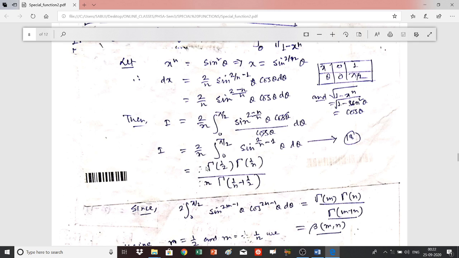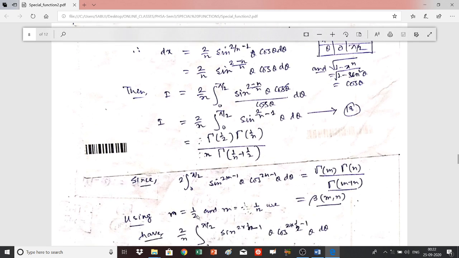Here I have written the final term, but to find the value of this term, equation number 18 comes here. We know, just recall the relation of beta m n, the alternative definition of beta m n, that is 2 into the integral 0 to pi by 2 of sin to the 2m minus 1 theta cos to the 2n minus 1 theta d theta. And you know that beta m n was given in terms of gamma function as gamma m gamma n by gamma m plus n.